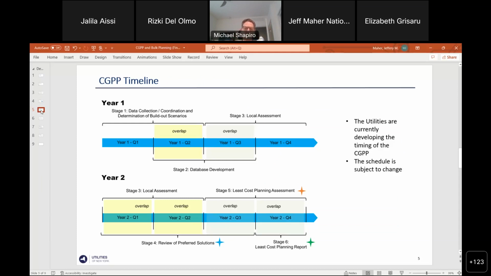Year 2 continues with that stage 4 review of the solutions. Stage 5 then would be the least cost planning assessment, which would close out the back half of year 2. That's how we envision right now this entire timeline playing out over this 2-year horizon.